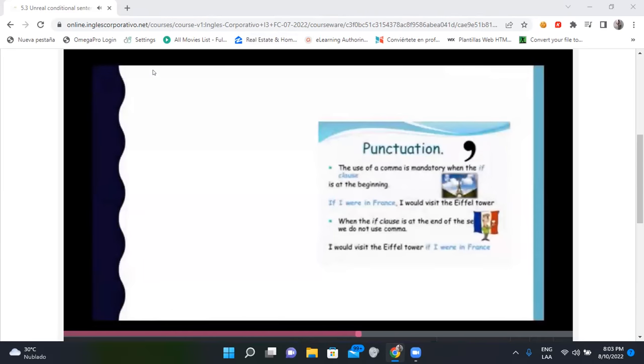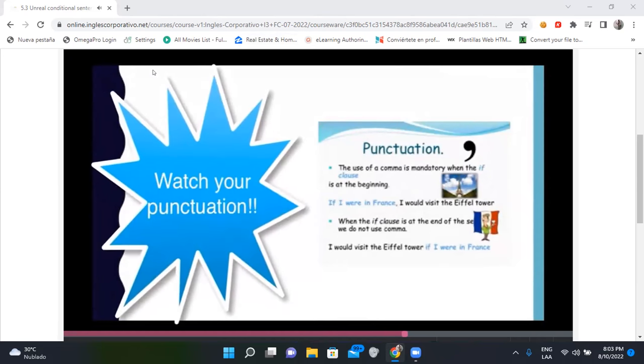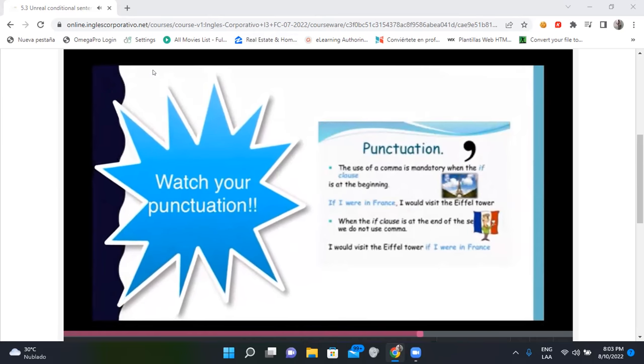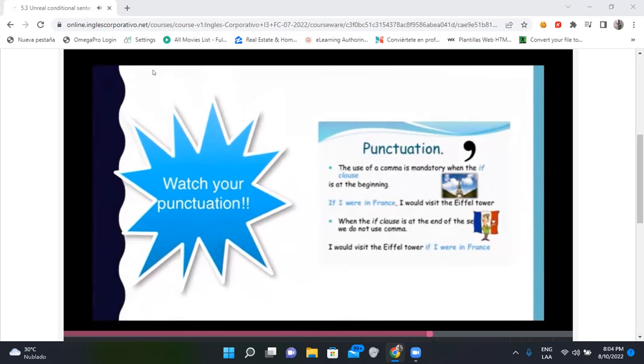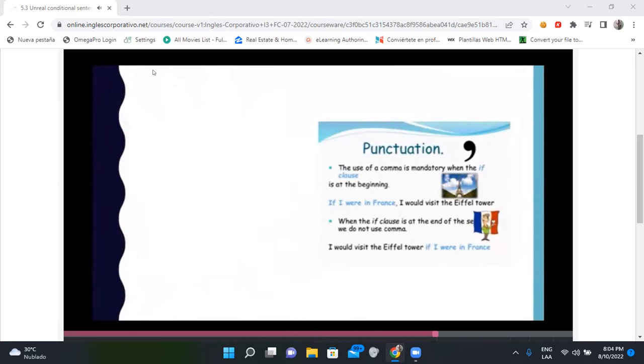We want you to pay attention to the following. Clauses may change position. The if clause may be first or vice versa. But you need to watch your punctuation. The use of a comma is mandatory when the if clause is at the beginning. Read the following example and notice the use of a comma. But when the if clause is at the end of the sentence, we do not use a comma.